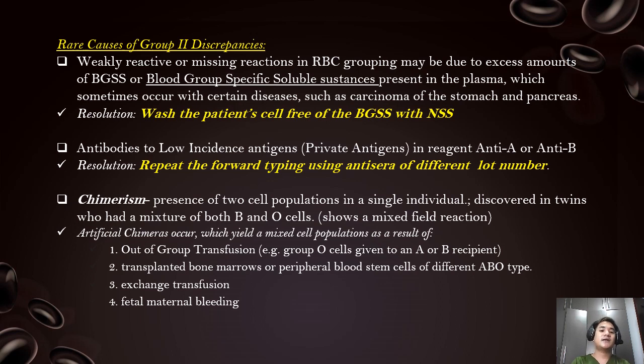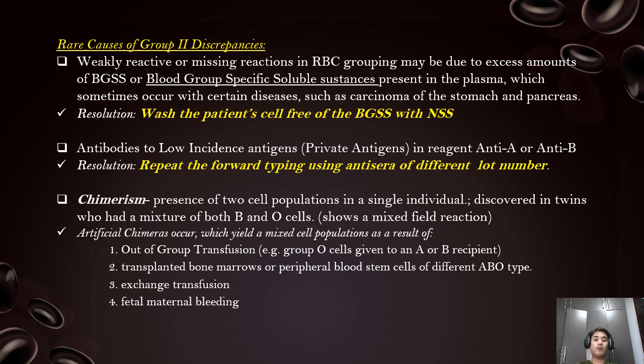The next rare case is antibodies to low incidence antigens in reagent anti-A or anti-B. Remember, class, that your ABO reagents were commercialized from both human and animal sources that have been screened efficiently, however, may not have been screened for low incidence antigens. Take note, class, that there is something we call private antigens. This is included in your Henrys, which is one carried on the red cells of very few individuals.